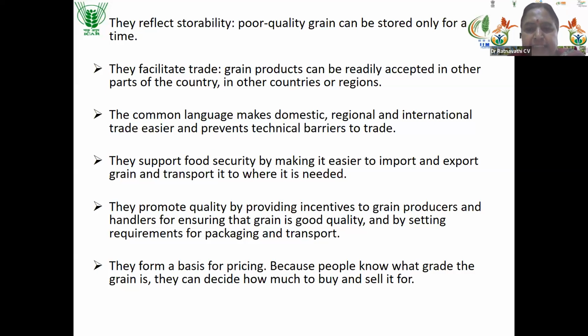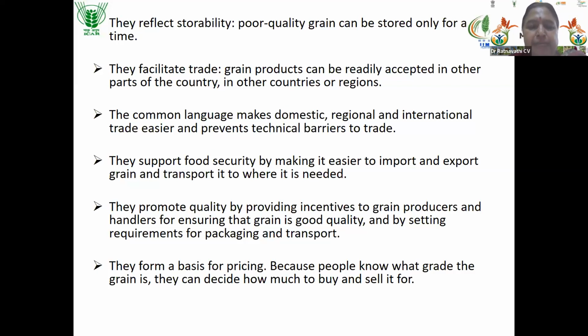Grain products can be readily accepted in other parts of the country, in other countries or regions. Definitely you can export clean grain through the help of APEDA, the export authority of the Ministry of Commerce. And when you have the FSSAI certification, the parameters, the standards should match with the importing countries. The countries that are interested in importing these products, again the parameters should match. Then only the particular grains can be exported to the particular country by the seller.